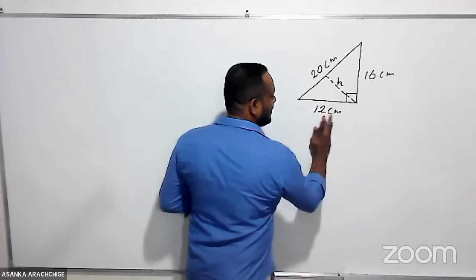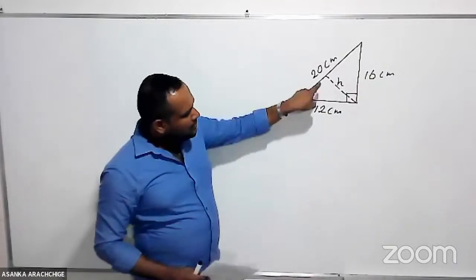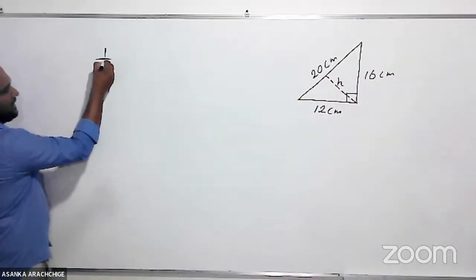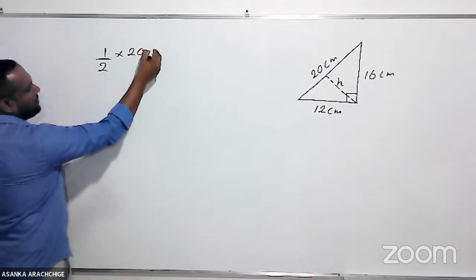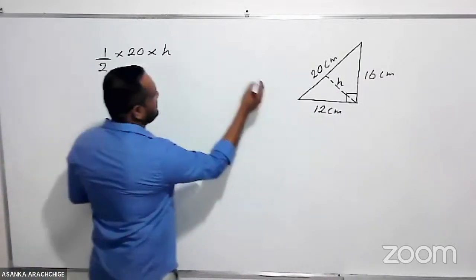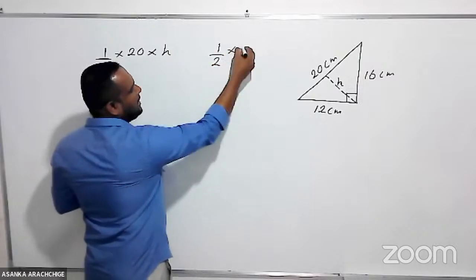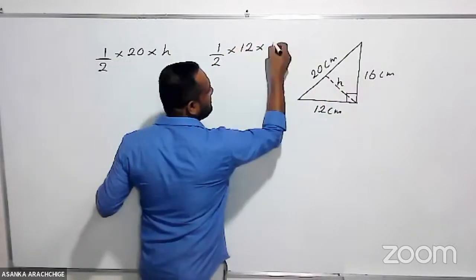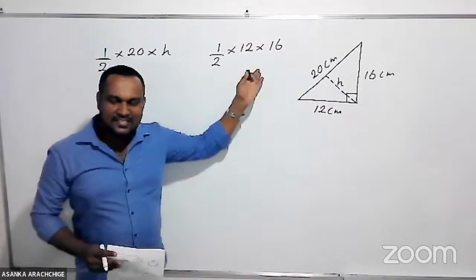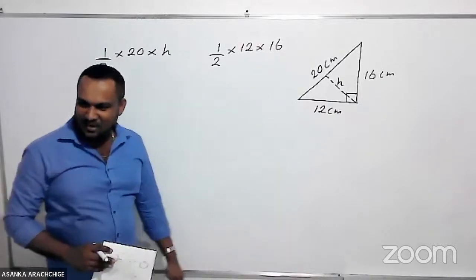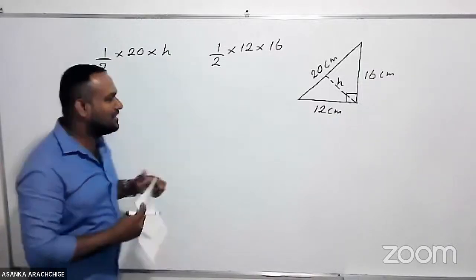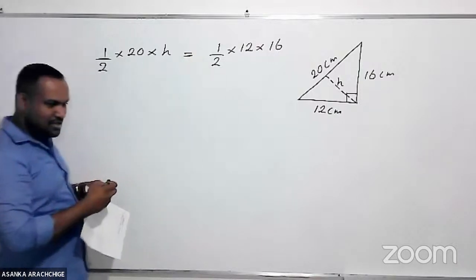Here, if you take 20 as the base, this is the perpendicular height. Therefore, area of the triangle is half into 20 into h. Clear? If you take 12 as the base, the area of the triangle is half into 12 into the perpendicular height. This is like the spring balance, this is like the electronic balance. But both balances give you the accurate same mass. No? Therefore, these two must be equal.